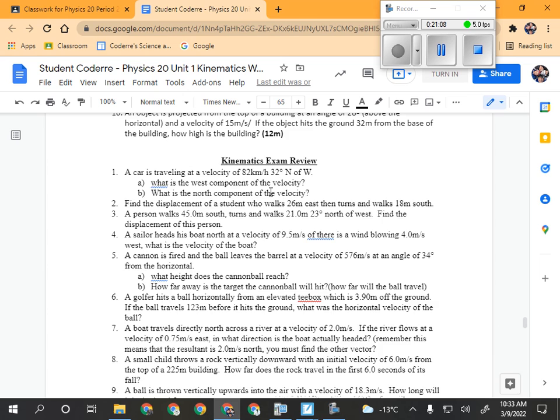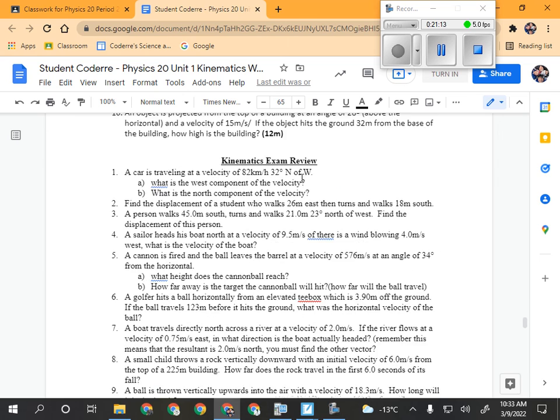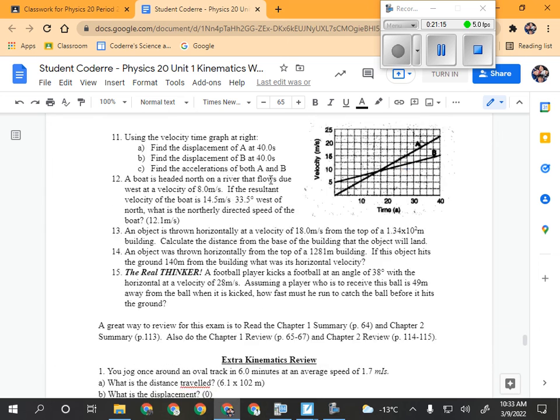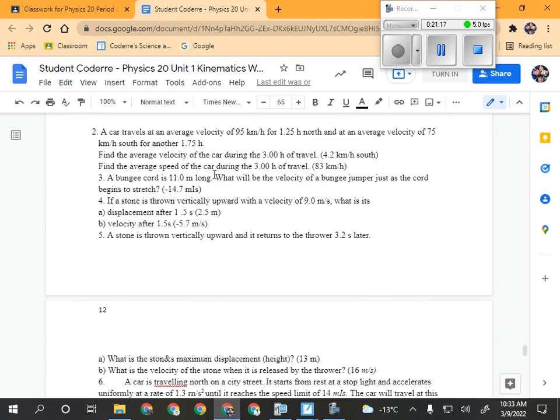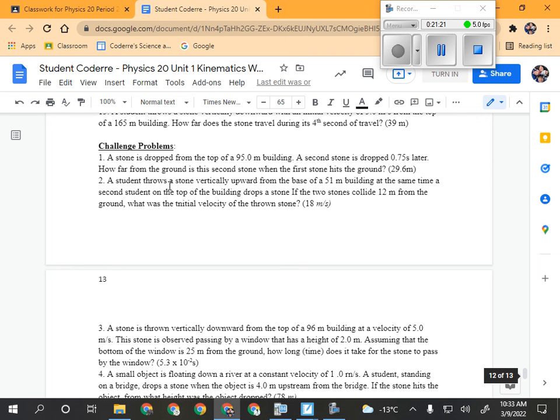Okay, so starting on page 10 is your Kinematics exam review. There's a bunch of problems there, okay? There's a few extra ones here. The challenge problems, if you're needing to be humbled, you can try those. I won't ask anything like those on the test, but in case you're getting cocky and you just need to be humbled a little bit, those will humble you a little bit. If they don't, then you have every right to be cocky, okay?